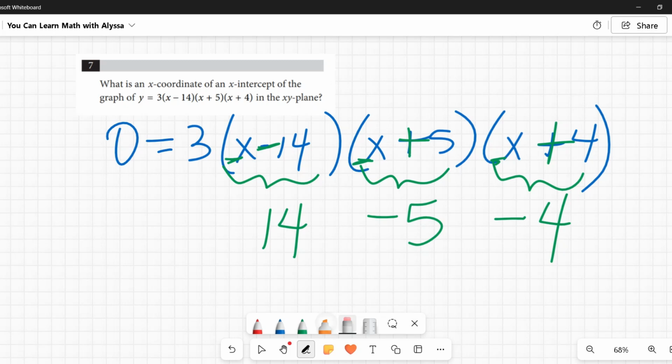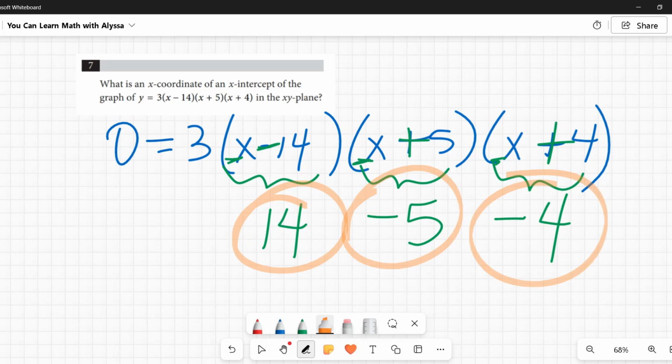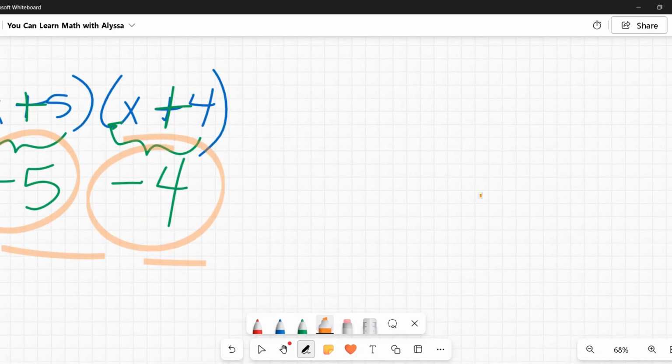So yeah, for this one again, any of these is fine. 14, negative 5, or negative 4. All of those, just pick one. They do not say, and this is key, they did not specify the positive solution or an integer solution or a negative solution. Sometimes they do that. Here they do not. Always double check that. It just says an x-coordinate of an x-intercept. Pick any one you want and move on.